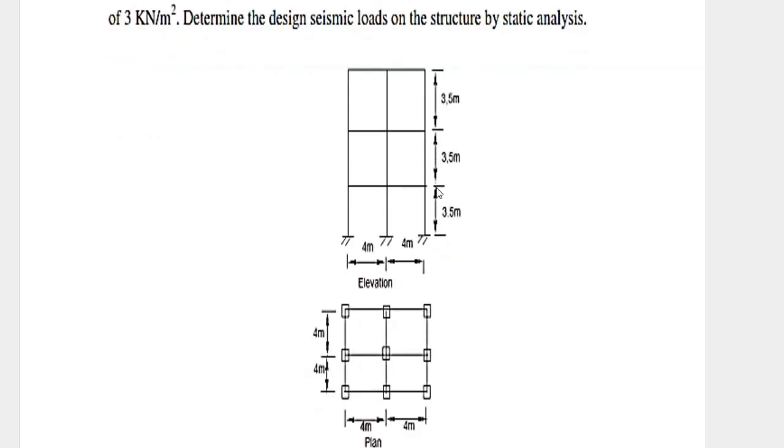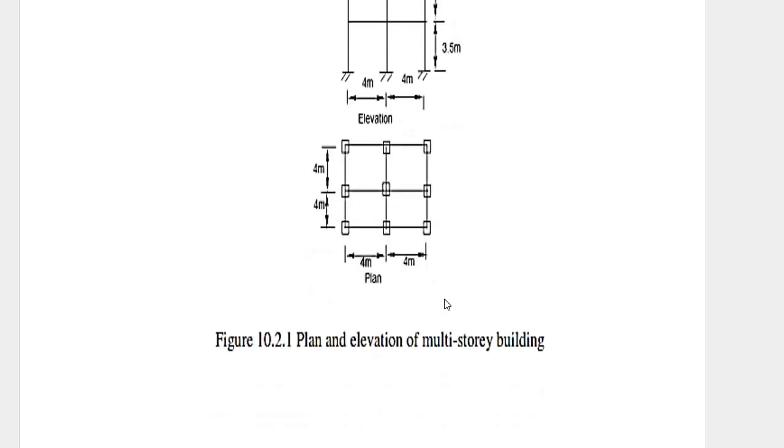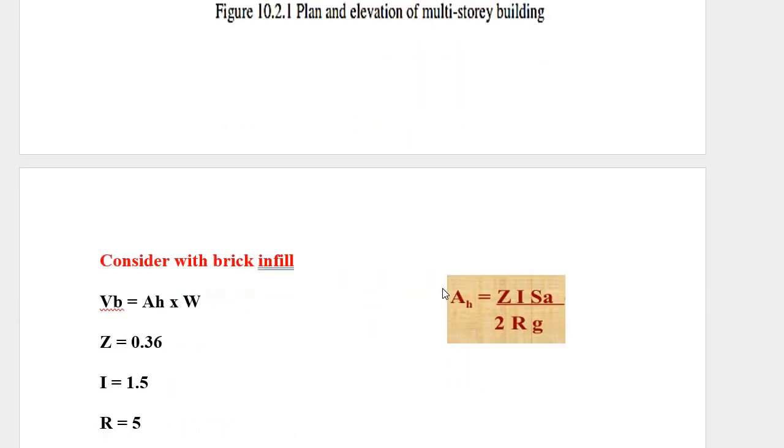So the elevation is, the height is 3.5 meter, 3.5 meter, 3.5 meter. The width between the two bay is 4 meter and 4 meter. Like that, they have given the plan. Again, it is 4 meter, 4 meter. This side it is 4 meter, 4 meter. Okay, now let's start with the calculation.